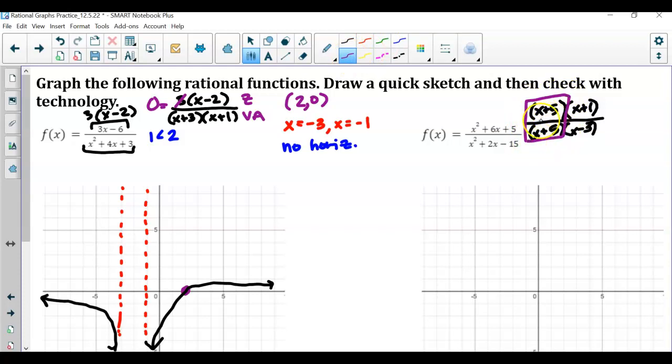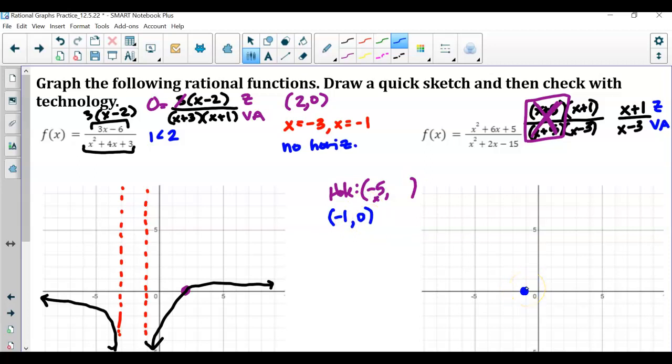So we do have a hole. So with this graph, you do have a hole. The x-coordinate is at negative 5, because again, remember, this is all setting equal to 0 when identifying those characteristics. We have our x-coordinate for our hole at negative 5. Then I'm going to simplify, cancel out, and you're left with now x plus 1 over x minus 3. So we have 1 zero and 1 vertical asymptote. We have a zero at negative 1, 0. So I'm going to go ahead and draw that in, negative 1, 0.